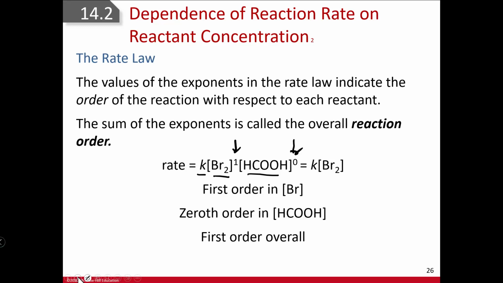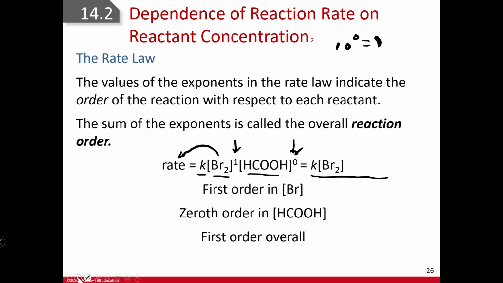Now, we know that 10 raised to the 0 power is equal to 1, so we don't see formic acid in the final expression here because formic acid raised to the 0 power is 1. Doesn't mean it's not important. It does need to be present for the reaction to happen, but it doesn't have a relationship of concentration versus rate, that direct relationship that you see here.